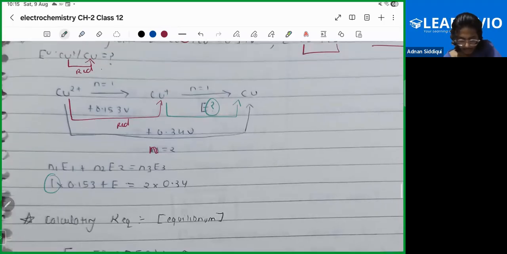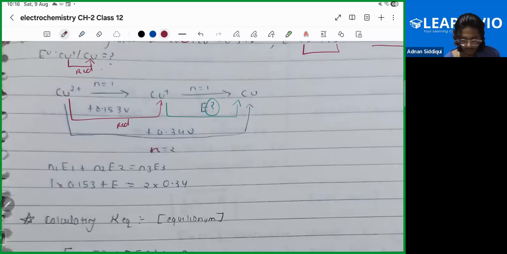n1 is equal to 1. If you are going from this value to this, this is your n1 step. Again, the number of electrons is 1. From Cu2+ to Cu+, the exchange of electrons is 1. From Cu+ to Cu, the gain of electrons is 1. But from Cu2+ to Cu, the gain of electrons is 2. I hope it is making sense or not.